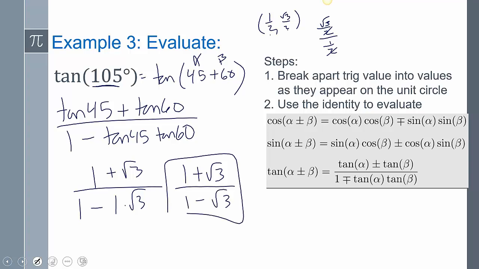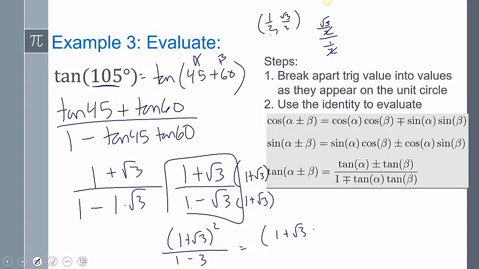Now, technically, this is correct. That's a good answer. If we don't want the radical in the denominator, then you multiply by the conjugate. So on the top, I'm going to get 1 plus radical 3 squared. And then on the bottom, if I multiply that out, 1 times 1 plus root 3 minus root 3, and then minus 3. So then 1 plus root 3 squared over negative 2.